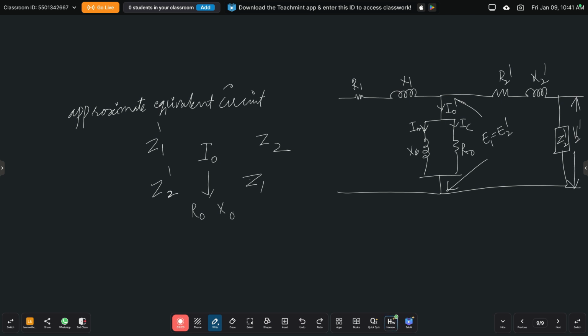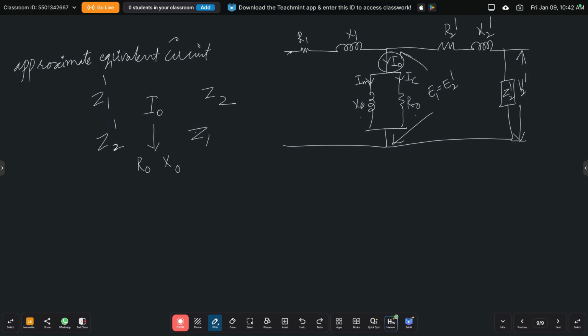So in between we have to write down the equations. Here we are going to represent R naught and X naught to the left of R1 and X1. By doing this we are creating an error, that the drop across R1 and X1 due to the I naught is neglected. So based on that we shift R naught and X naught to the primary side of the terminals, that means to the left of R1 and X1. So based on that we need to draw the equivalent circuit, which is called the approximate equivalent circuit of the transformer.